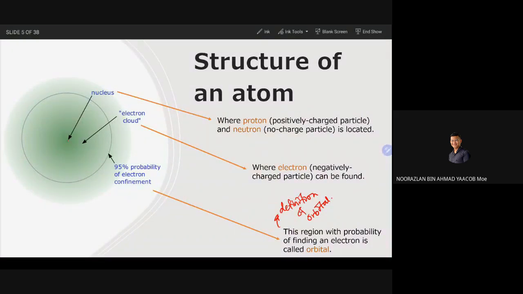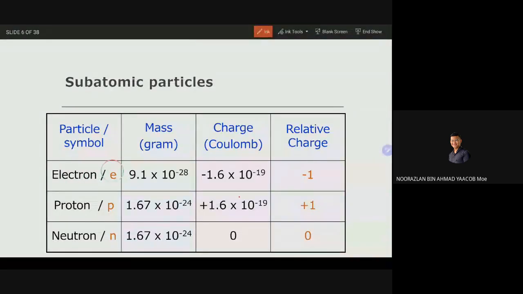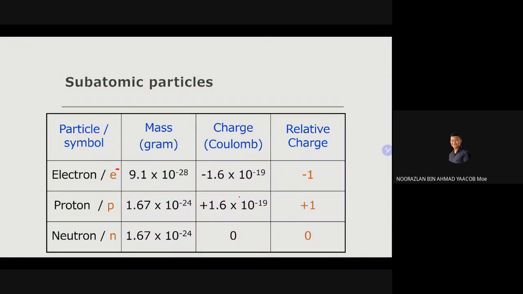Right. Okay, so now let's have a look at the next slide. Okay, so dekat sini saya ada properties of subatomic particles. So elektron simbol dia adalah huruf E kecil. Proton adalah P, neutron adalah N. Kadang-kadang particle simbol ni untuk elektron kita tulis E negatif. So sometimes we write it down as E negatif juga pun boleh.